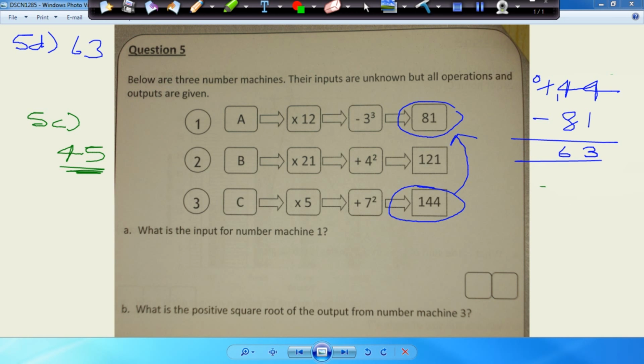What is the lowest common multiple of the inputs for number machines 1 and 2? Okay, what were the numbers for number machine 1 and 2? 5 and 9. So A was what? 9. And B was? 5. So we're looking for the LCM of 9 and 5. The lowest common multiple of 9 and 5 is the smallest number in both times tables, which will give us 45. Excellent. 45. That's E done.